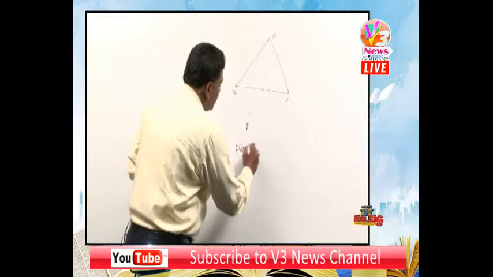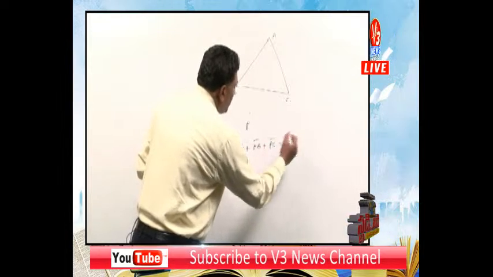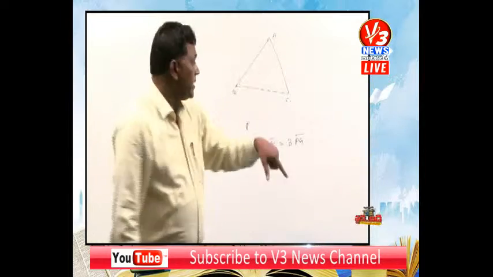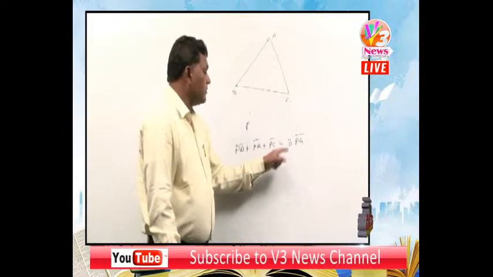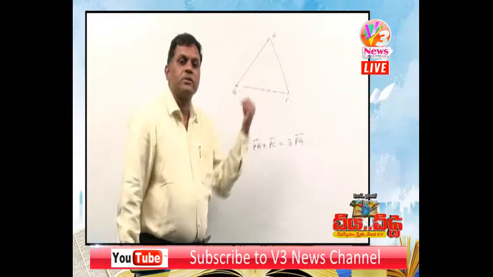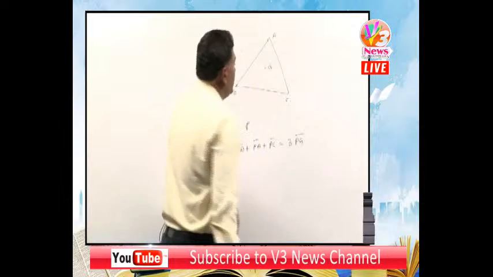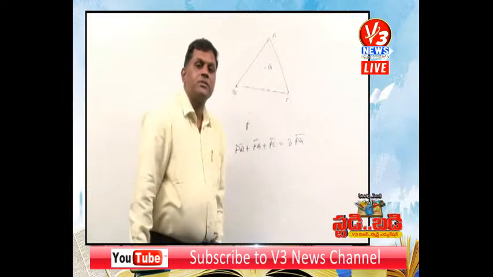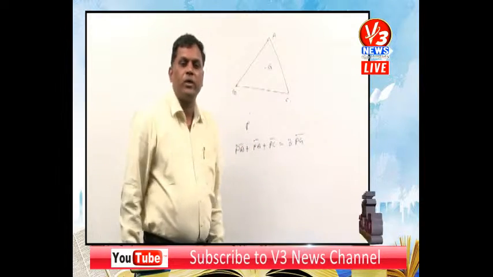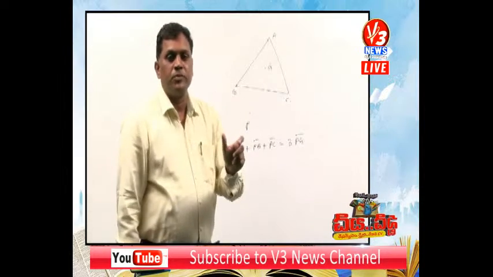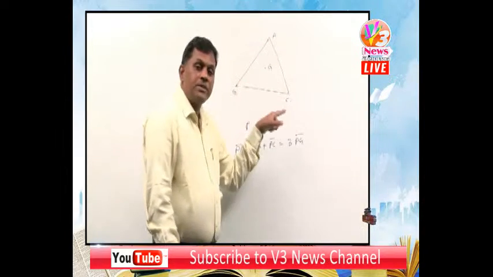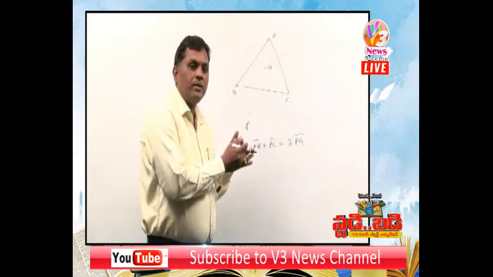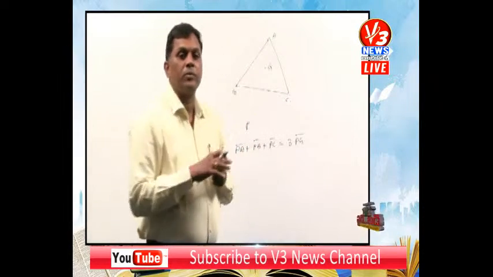Then we have a standard important result: PA bar plus PB bar plus PC bar equals thrice the vector joining P with the centroid of this triangle. We know the centroid is the point of concurrence of the medians. Somewhere here we have the centroid. So PA bar plus PB bar plus PC bar equals 3 times PG bar. This is applicable for any triangle, irrespective of its nature. If P is a point in the plane of triangle ABC, then PA bar plus PB bar plus PC bar will always be thrice PG bar, and it can be proved very comfortably by using the median property.